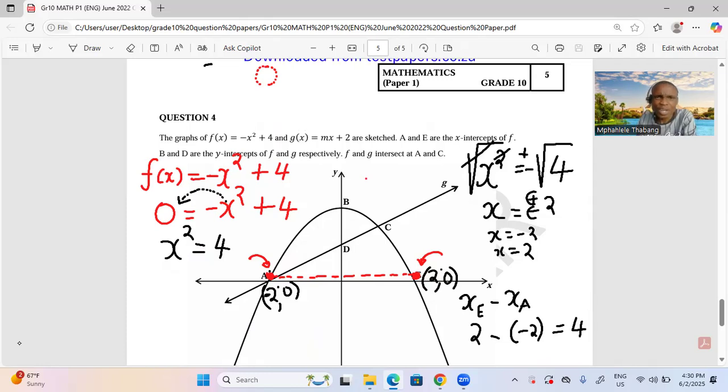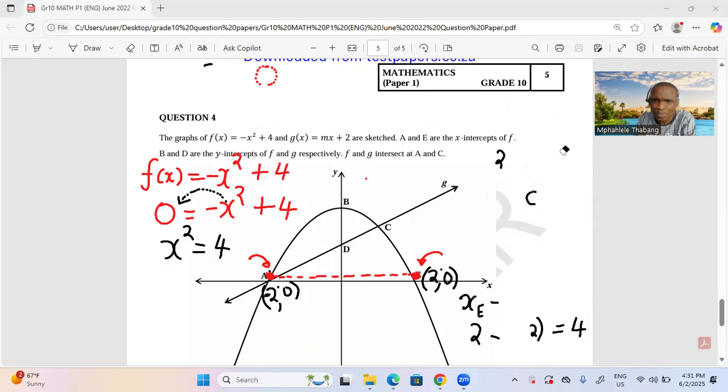This is another interesting question. Wow, I love this exam. This is another interesting question for you, grade 10s. I love this problem. Which question paper is this one? This is so intriguing. Gauteng. This is so interesting.